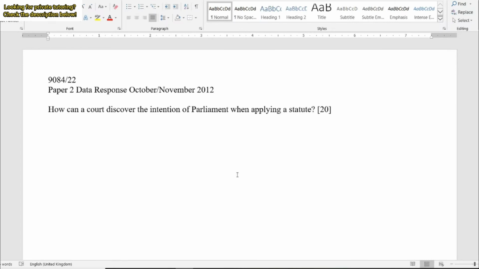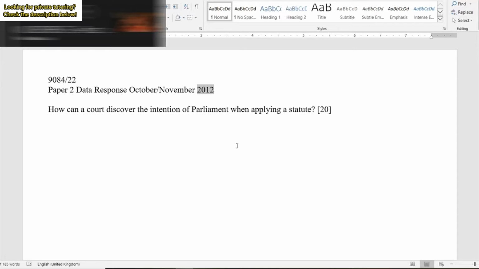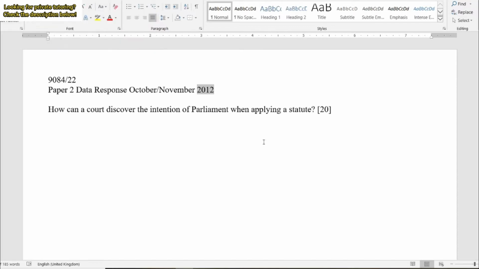Okay, so this paper is Paper 2, data response, October/November 2012. It's quite an old paper, almost 10 years ago, 8 years ago already. But the questions that can come out nowadays are still more or less the same, and the problem that students will have with answering this type of question will also be more or less the same. They also face the same problem. So this is Paper 2, question data response.